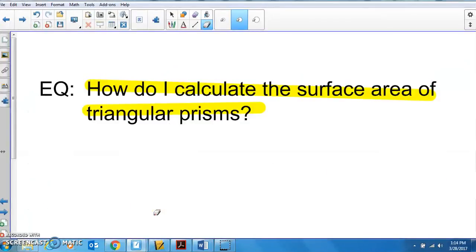Okay, we're going to pick up now with surface area of triangular prisms. We just did, or you just did, the section on surface area of cubes and rectangular prisms. We're now going to move to triangular prisms. And unfortunately, this is where the formulas start to get complicated.